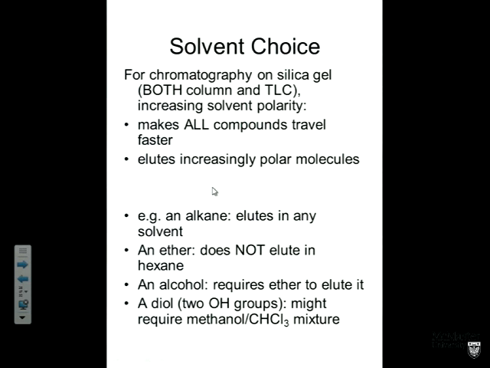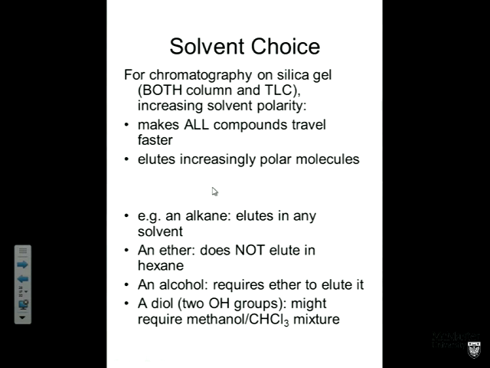So this just says what we said a minute ago. For chromatography on silica gel, both for column and TLC, increasing solvent polarity makes all compounds travel faster. That is counterintuitive. I know everybody every year struggles with this idea. But the more polar the solvent, remember that there's three different interactions here. There's solvent-molecule interactions, there's molecule-silica gel interactions, but the third one that's also at play here is the solvent-to-silica interactions. And so we have to balance these.